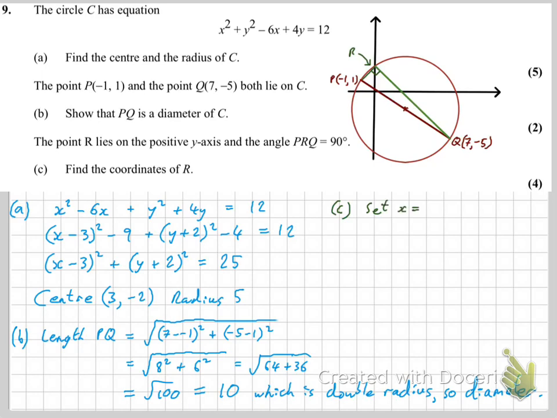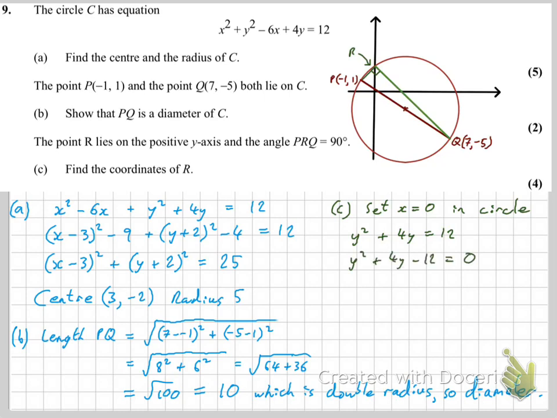So, the y-axis is where x is 0. The circle equation, we could use this one, but it's actually quicker, more efficient to use the original one. Because if we're going to set x to be 0, we want y in its already expanded form to be able to solve it. So we're actually going to substitute x equals 0 into this equation. Let's do that. So x squared is gone, we just get y squared, minus 6x is gone, so we just get plus 4y, and that equals 12.